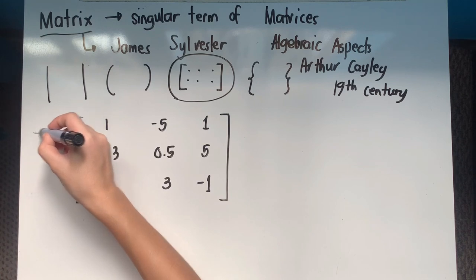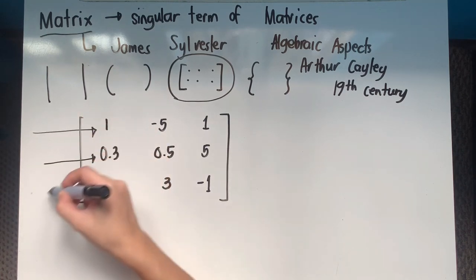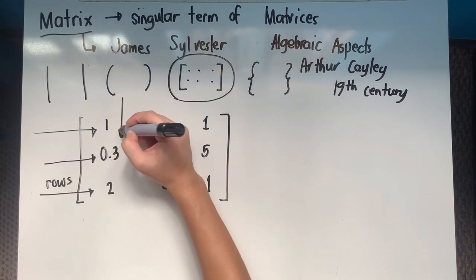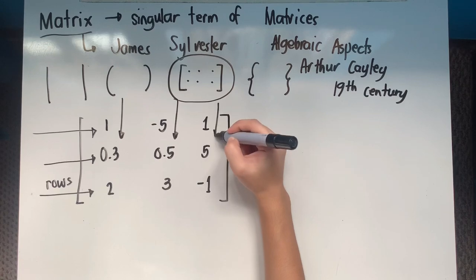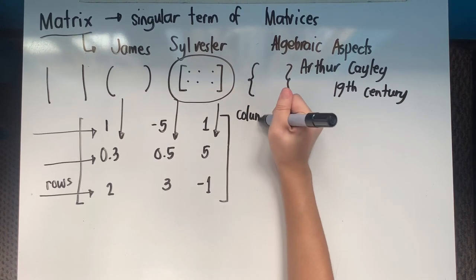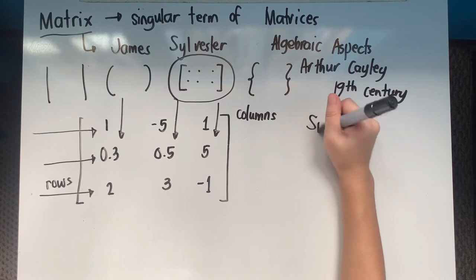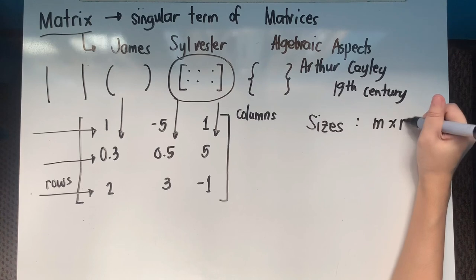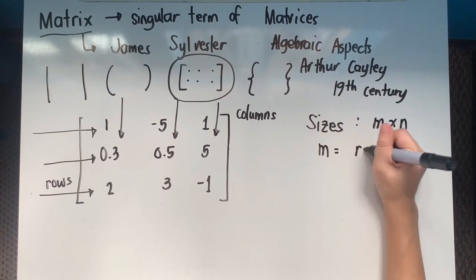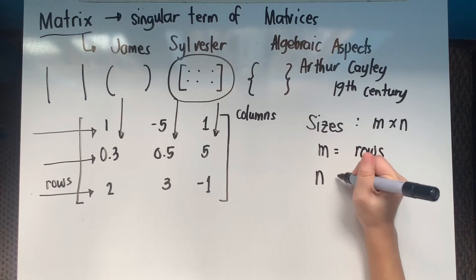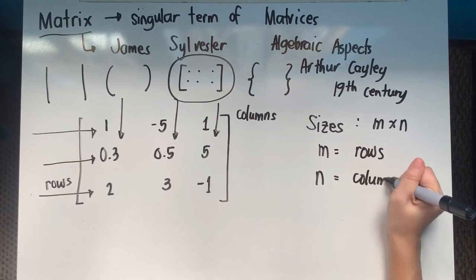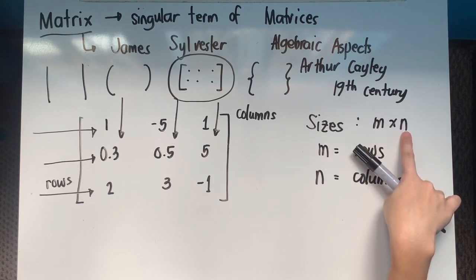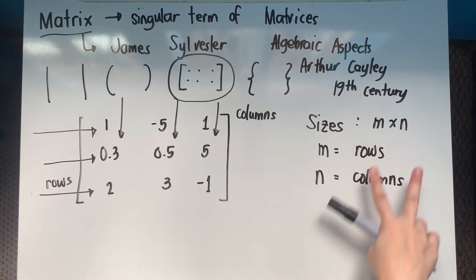The horizontal sections are referred to as your rows, and the vertical sections are referred to as your columns. And sizes of matrices are given in the notation M by N, where M refers to the number of rows and N refers to the number of columns. So it will always be row by column. If you are given M by N, it means you have M rows by N columns.